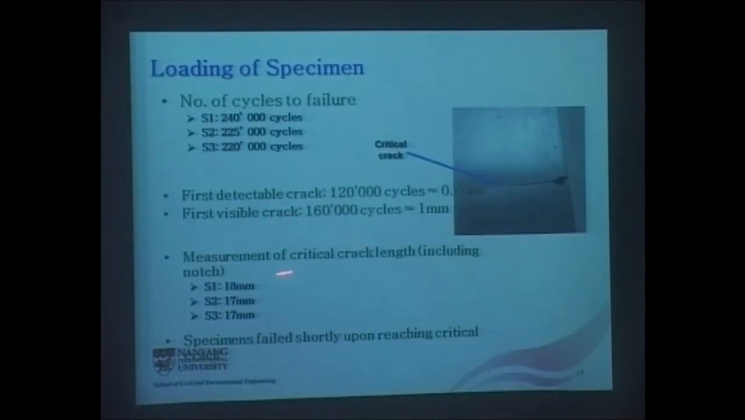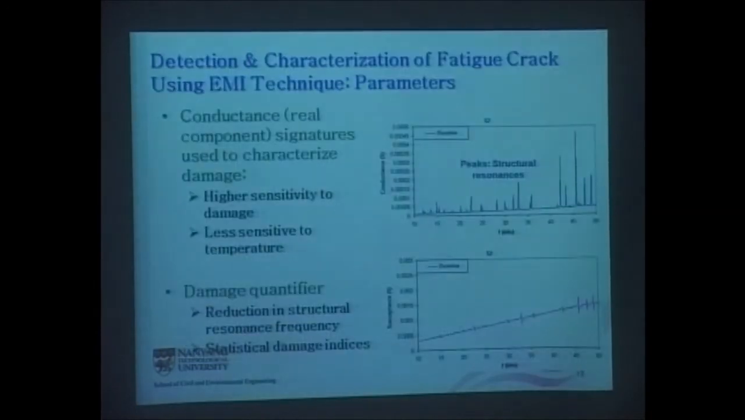Okay, and then the critical crack was measured at this stage. All right. So this is just some basic things. We use the conductance part because it's highly sensitive to the peak change. All right, and then it's less sensitive to temperature. Fatigue test generates a lot of heat. And we also look at how to quantify the damage. Right? Basically, we look at 3 techniques. One is the reduction in resonance frequency. The other ones are the RMSD and the CCMC, which we'll talk about later.